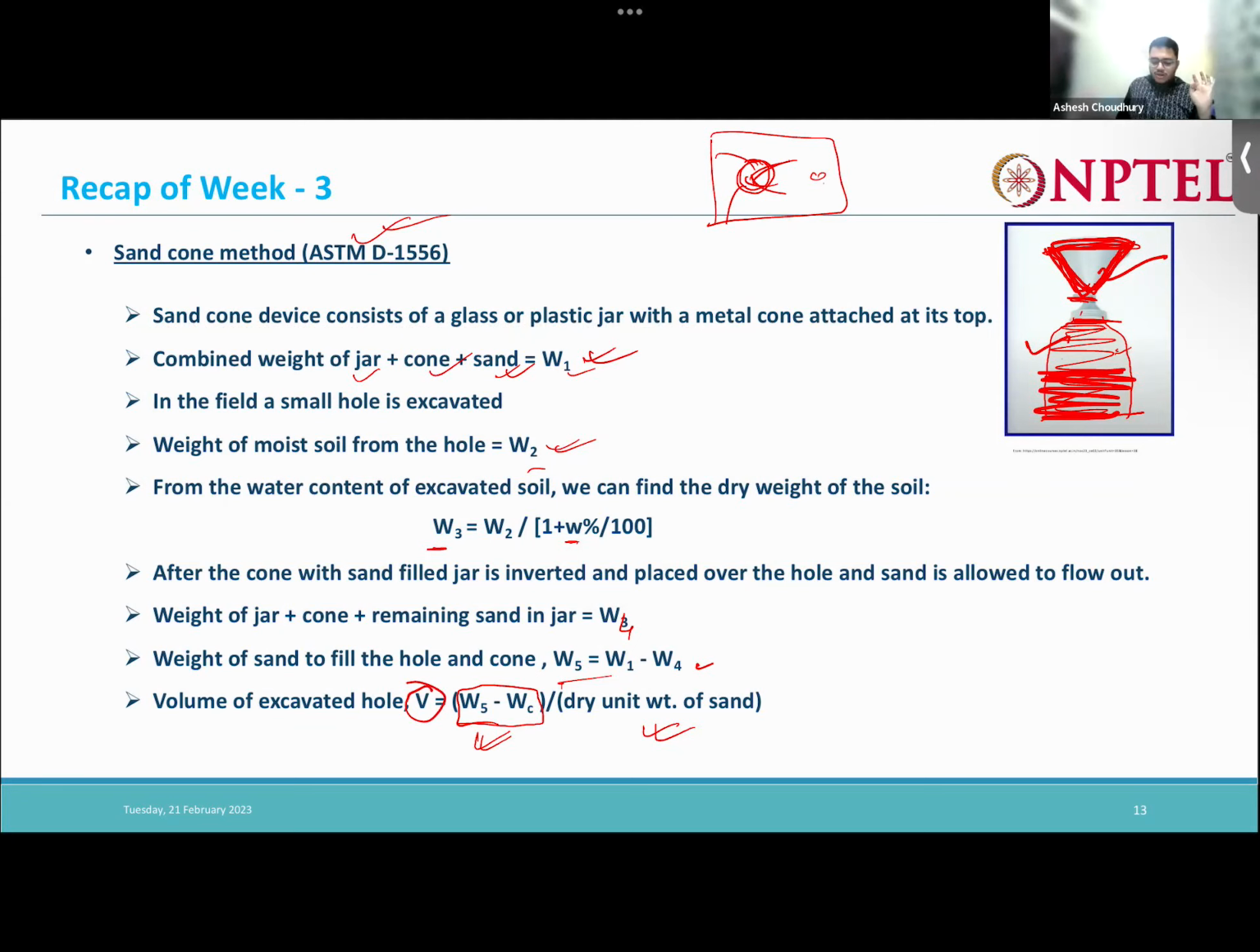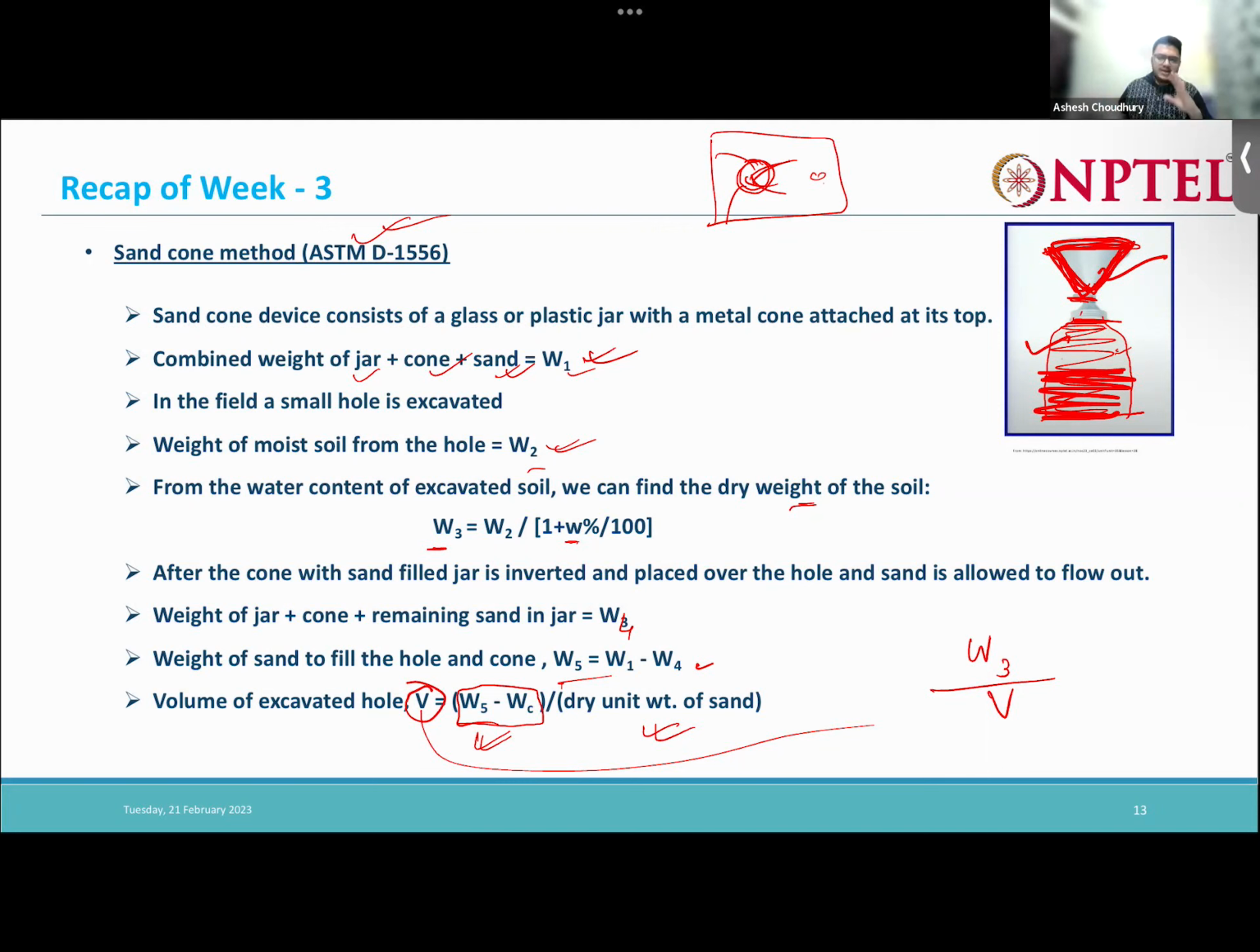Now you know the volume, and also you know the dry weight of the soil. Now this dry weight of the soil, W3, divided by this volume will actually give you the in situ dry density of the soil in the field condition.